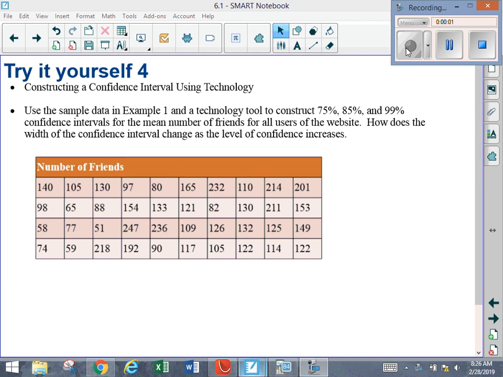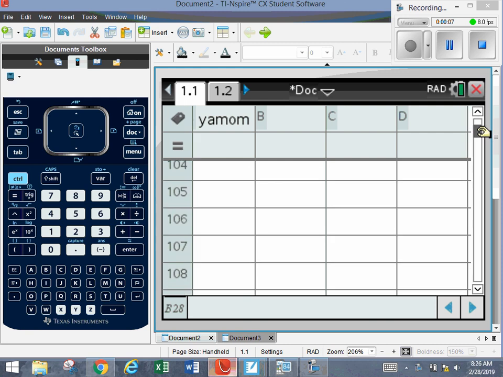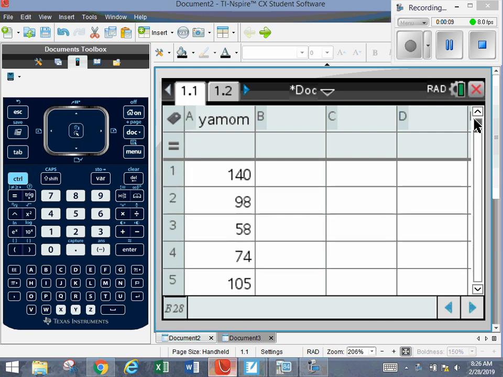So we're going to go ahead and construct this confidence interval. The first thing I need to do is put the data in the calculator. I've already done that. I named the data YAML. And there it is. We have 30 entries.